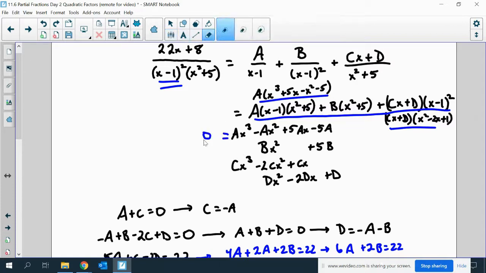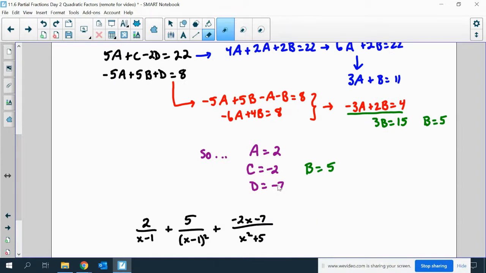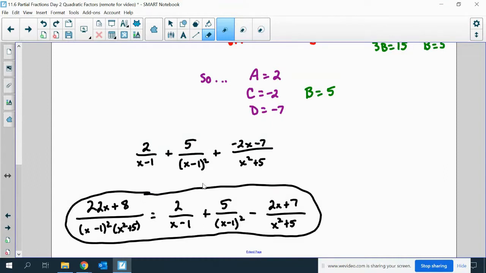All the x cubed things equal 0, all the x squared things equal 0, all the linear terms equal 22, all the constant terms equal 8 in this problem. So then you do a lot of system simplifying and system subbing and stuff, and you get b equals 5, a equals 2, c equals -2, and d equals -7. So I'm just showing you that this is something that you can do. It just takes a lot more work.